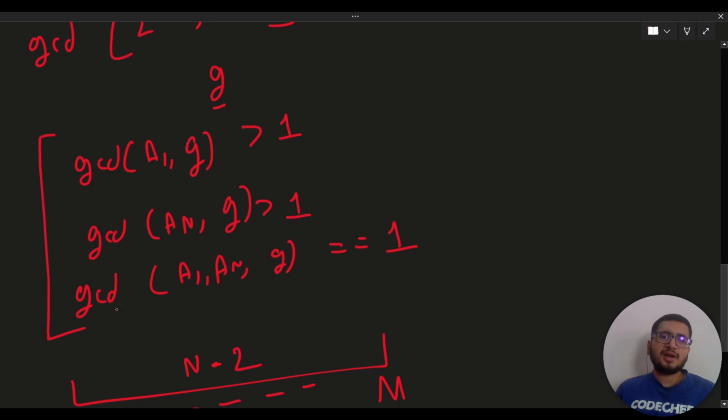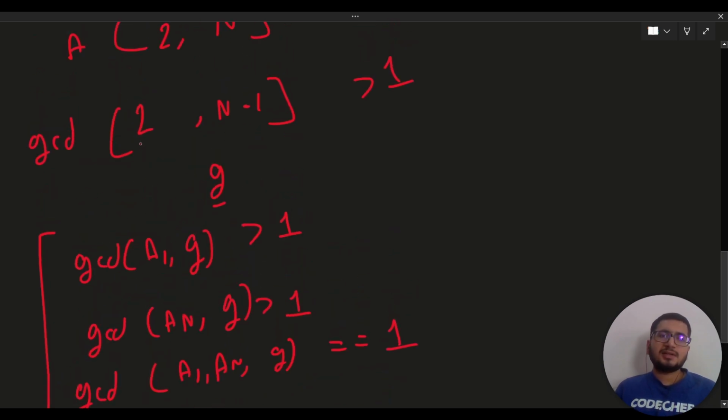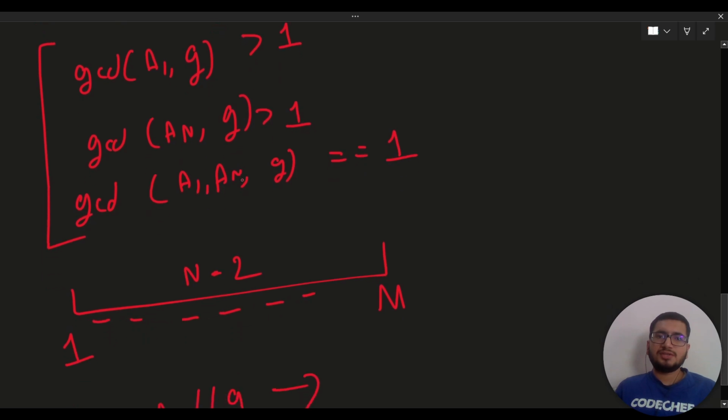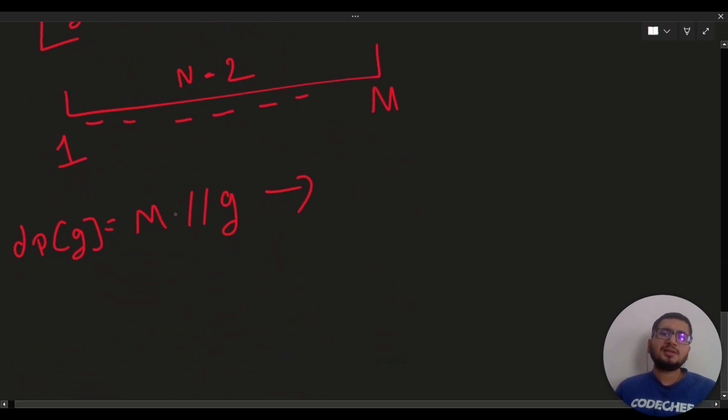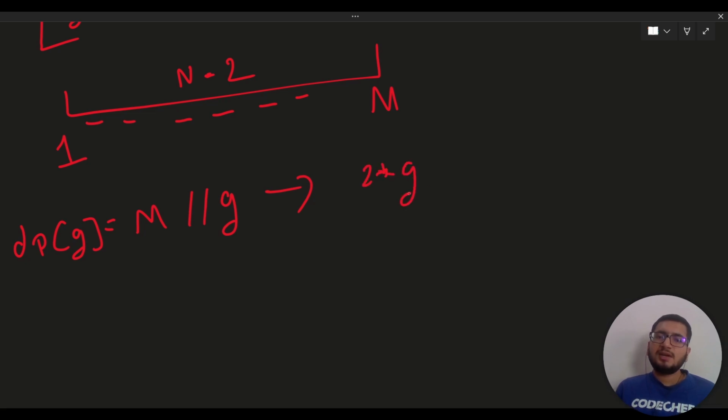So what we are trying to find is the number of segments 2 comma n minus 1 that will give us a GCD of G. So that will be nothing but m divided by G. But there can be multiples here, like we can have multiples of, let's say, 2G here, 3G here, right? So we'll subtract all of them. So all in all, dp of G will give us the total count of such subarrays that have a value of G.